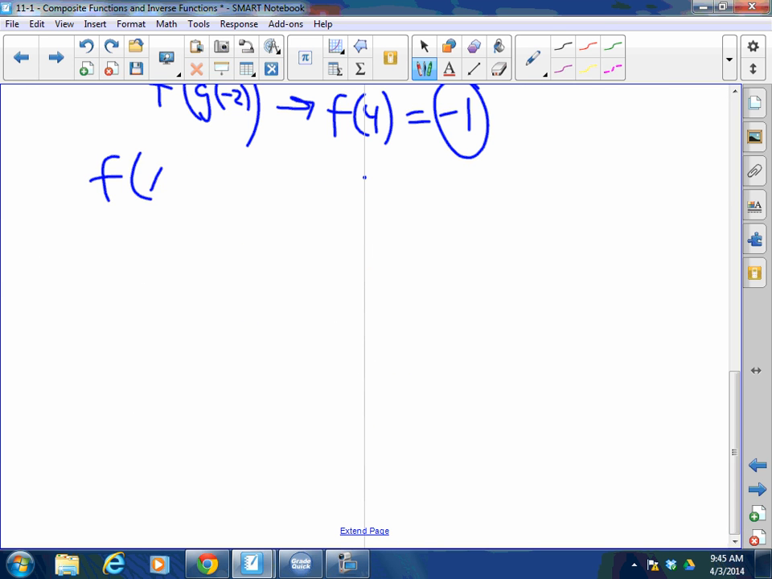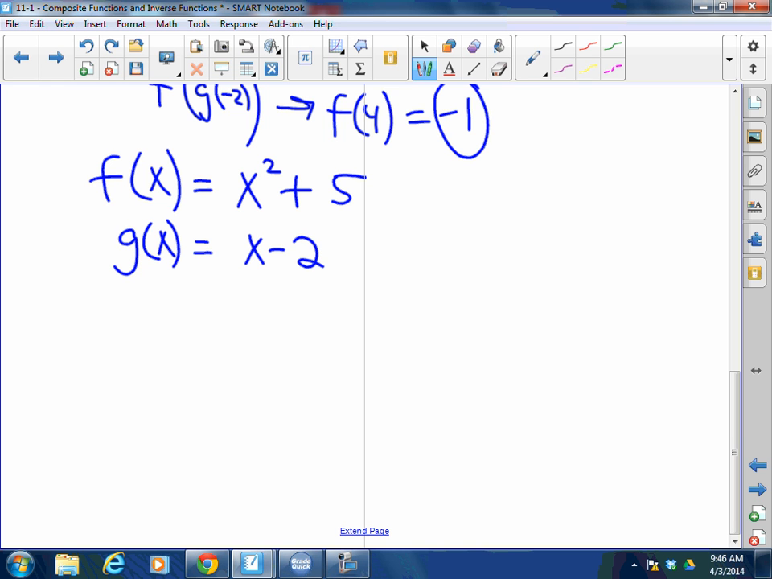Let's do f of x equals x squared plus 5 and g of x equals x minus 2. I want you to find f of g of x and g of f of x.